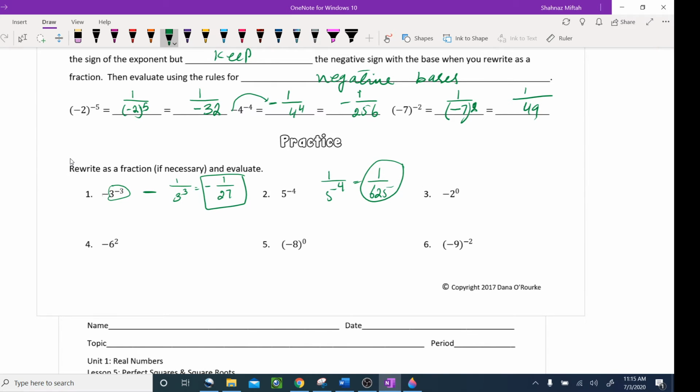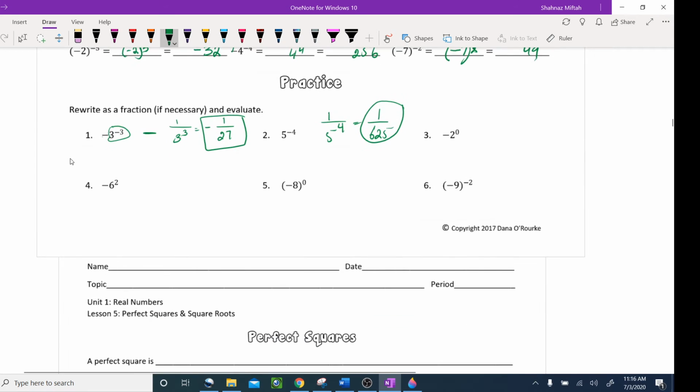Okay. Now, what else can we do? If I do negative 2 to the power 0, what will that give me? Because 0 applies to 2, not to the negative, I'm going to keep that negative, but 2 to the power 0 is going to be 1. So negative 1. That one, the 2 applies to 6, not to the negative. The negative stays, and 6 times 6 is 36.